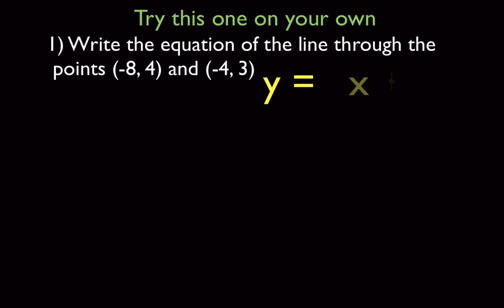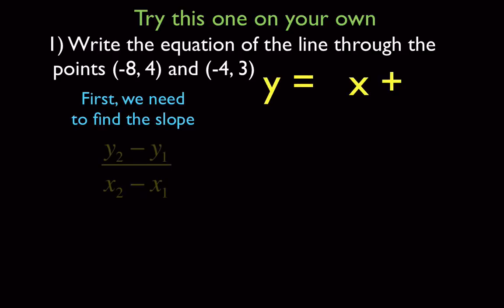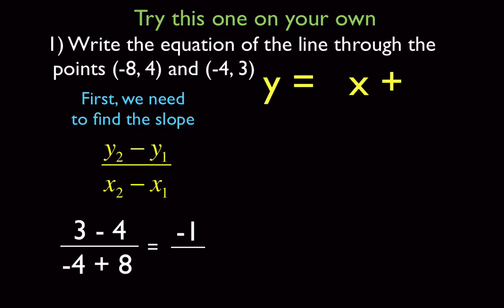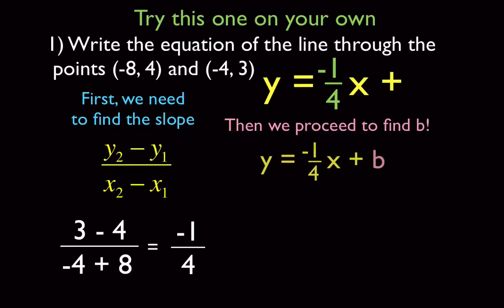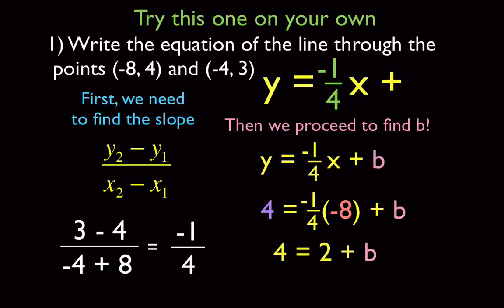Okay, let's go ahead and start off finding the slope using the slope formula. It's going to be 3 minus 4 on top, and -4 minus -8, which is the same as +8, on the bottom. That gives me a slope of -1/4, and I go ahead and plug in my values. I plugged in (-8, 4). -8 times -1/4 is +2. Subtracting 2 from both sides, I get b equals 2, and the problem is done.